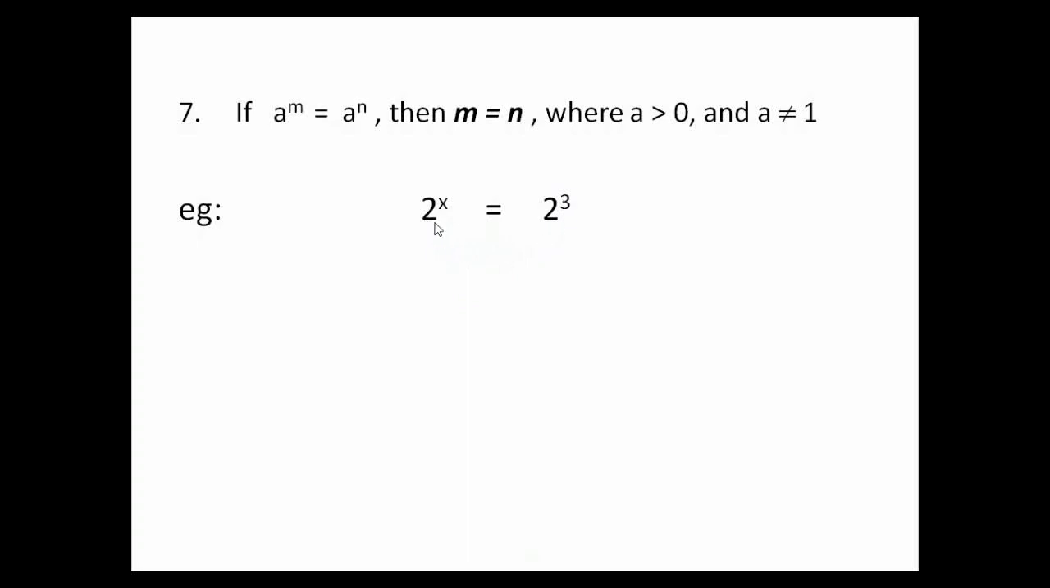So whenever the bases of the two exponential numbers on the two sides of the equation are the same, we simply say that their exponents or their index are also equal. So here we can say x is equal to 3. There may be questions where you will be asked to find the value of x or any variable which is given in the exponent. So you can use this property to find the value.